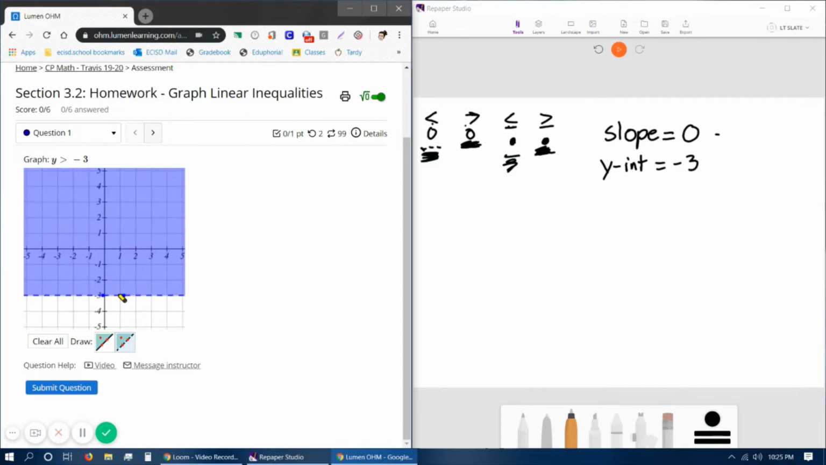Now I need to figure out whether to shade above or below the line. This equation says that y is greater than -3. Greater than means we need to shade above. To do that, I just need to add a third dot anywhere in the section above my dotted line. If your equation has a less than or equal to symbol, you'll need to shade below the line instead.